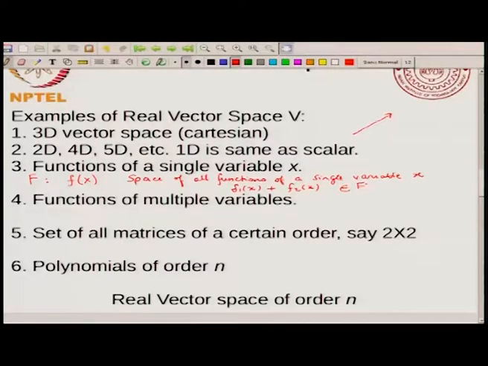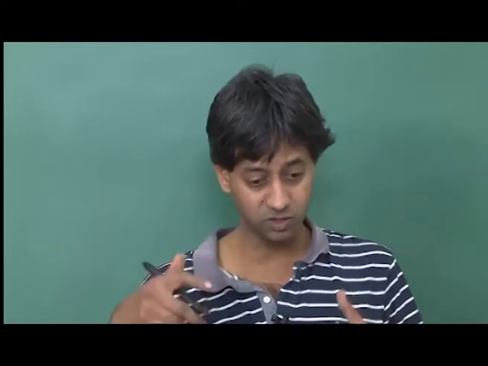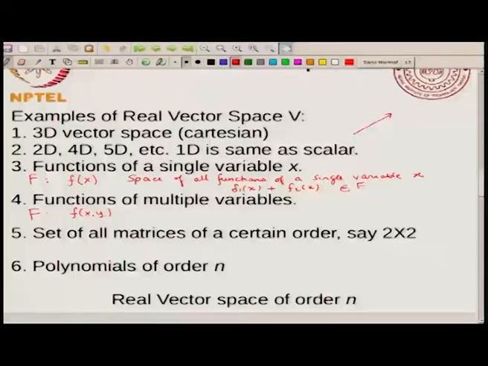Similarly, you can have functions of multiple variables, you can have a space containing these functions of the form f of x y or f of x y z, and that would also be a vector space. So remember, the vector space consists of all possible functions, so it is a space containing all possible functions. Just as you think of 3D Cartesian space as the space of all possible vectors. So you can have any vector, and then the set of all possible vectors is what you call the space. Similarly, you could take a set of all matrices of a certain order.